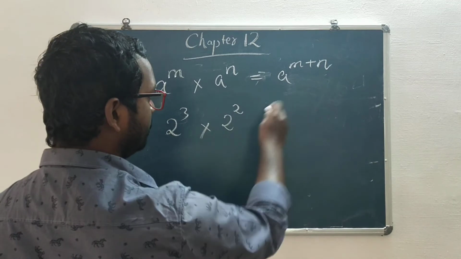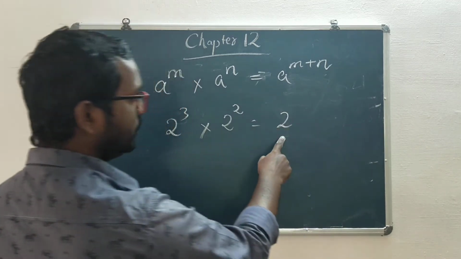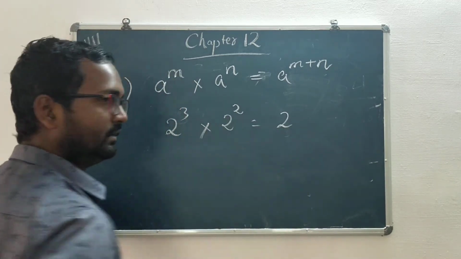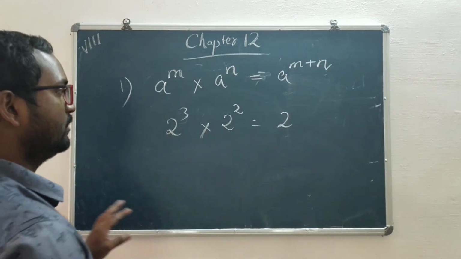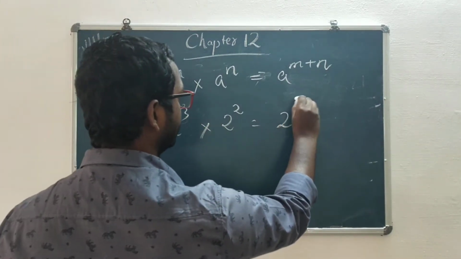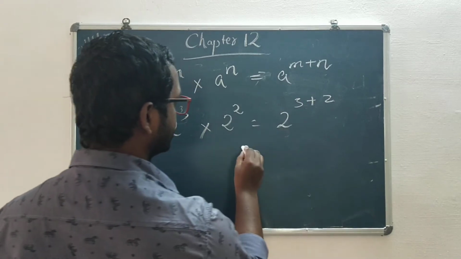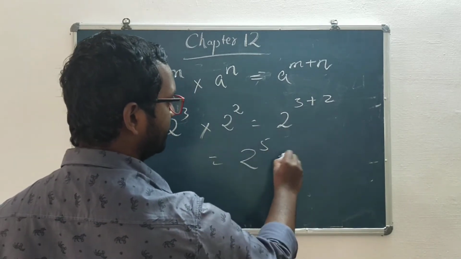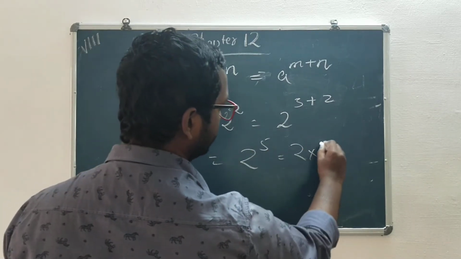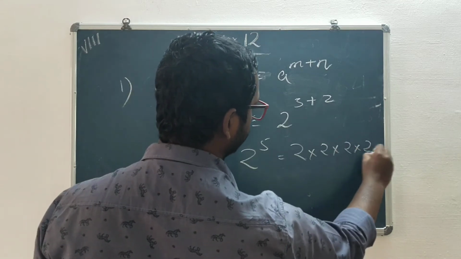If we go by the formula, we have to keep 2 as the base and just add the powers. 3 plus 2 is how much? It is going to give us 2 power 5. 2 power 5 is 2 into 2 into 2 into 2 into 2.